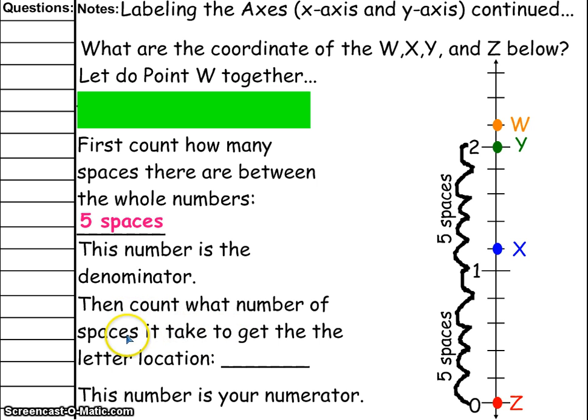Then we want to count the number of spaces it takes to get to the location of the letter W, which is what we're looking for. So we're not going to start at 0 and count the total spaces. We're going to go to the nearest whole number. So since our nearest whole number is 2, we're going to start here and count how many spaces it is away from the whole number 2. And it is 1 space from the whole number 2.